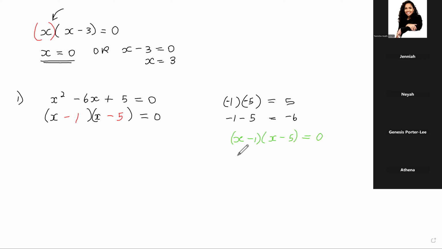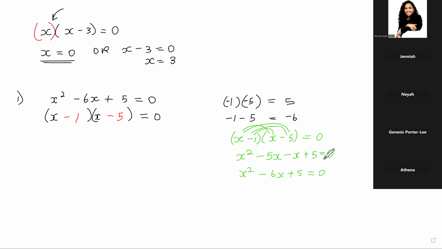So x by x is x squared. X by minus 5 is minus 5x. Minus 1 by x is minus x. And minus 1 by minus 5 is plus 5. And if I simplify that, this would be minus 5 take away x, which is minus 6x. And then plus 5 has no like term, so it'll just be plus 5. Right, so that's how you know if you factorized correctly, because when you expand those brackets, you're supposed to get the original quadratic.